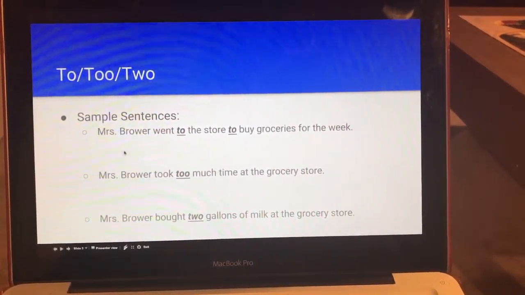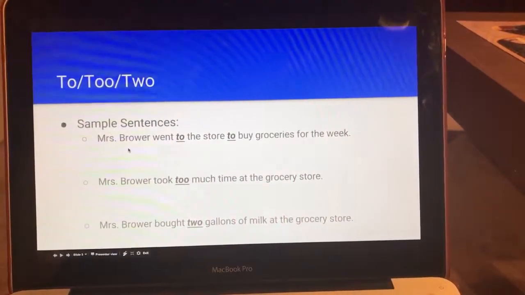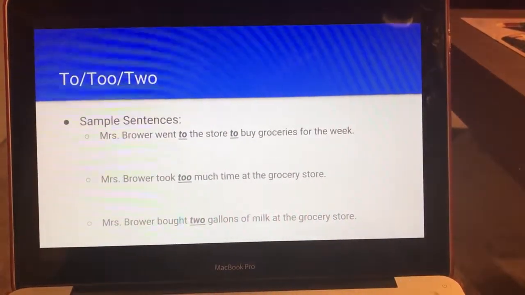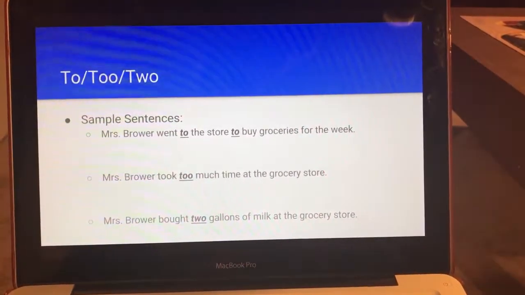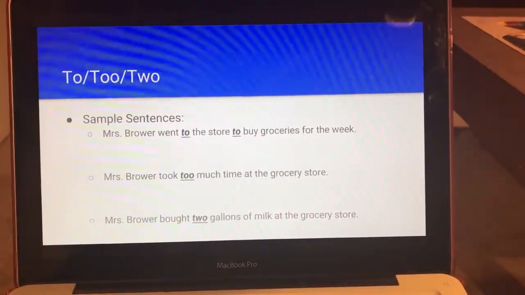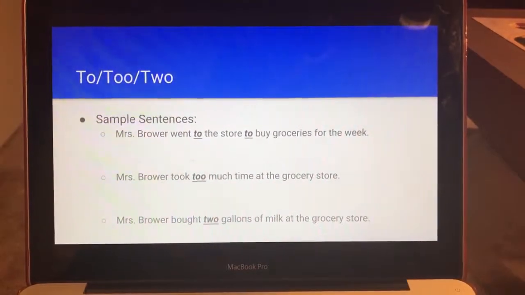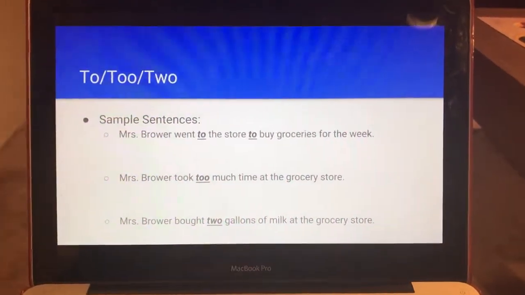So the first sample is Mrs. Brower went to the store to buy groceries for the week. Mrs. Brower took too much time at the grocery store. And last but not least, Mrs. Brower bought 2 gallons of milk at the store.